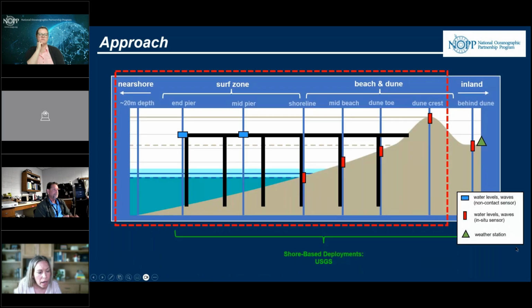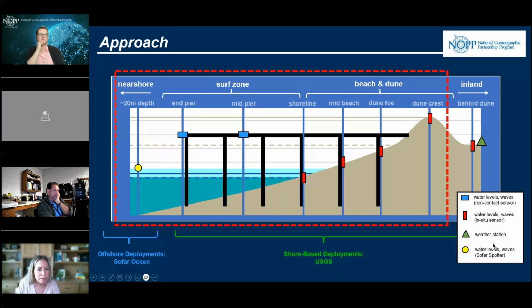And so the USGS is leading these shore-based deployments, and then we're working with our partners at SOFAR Ocean to deploy a sensor in about 20-meter water depth offshore of our pier sites. This will allow us to relate the offshore forcings to the nearshore and coastal impacts. Throughout the project, we've iterated through various strategies to achieve the deployment at this location, and we're going to talk about that a little bit more later in the presentation.